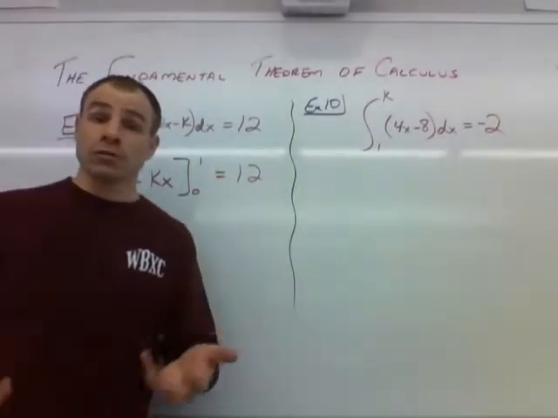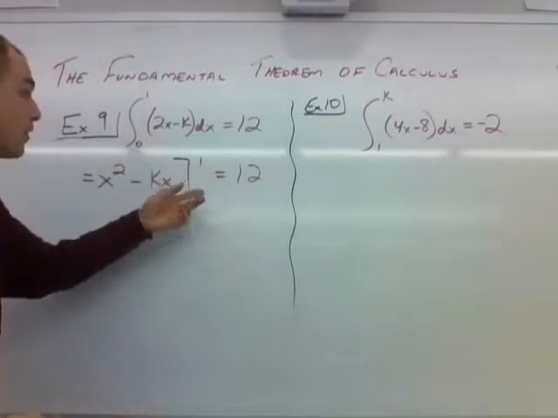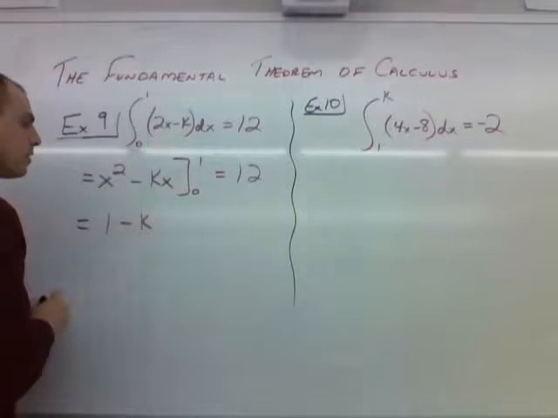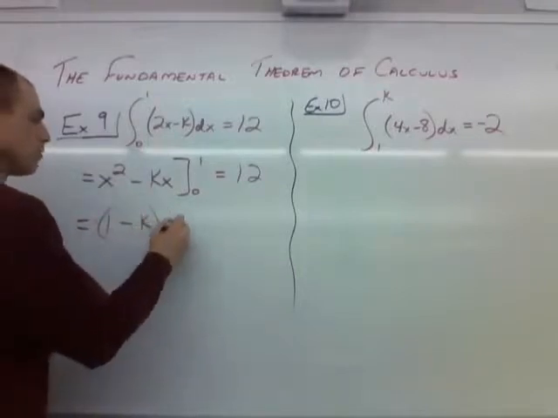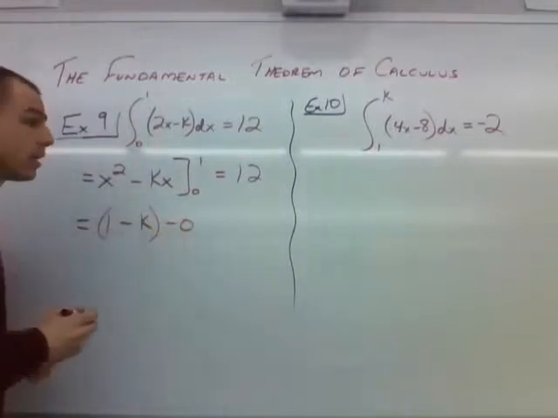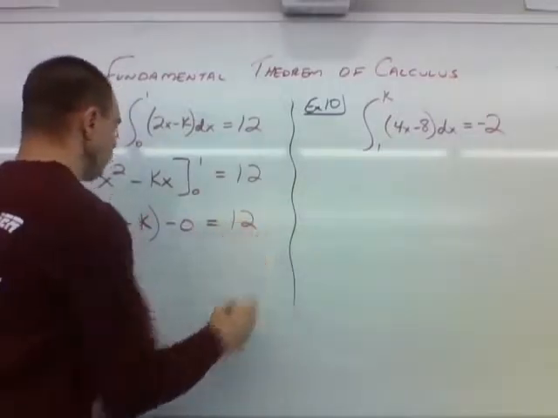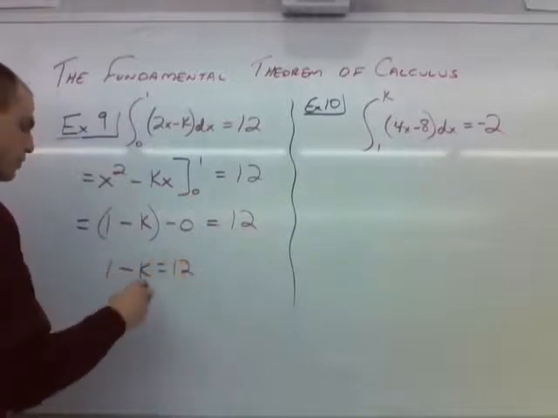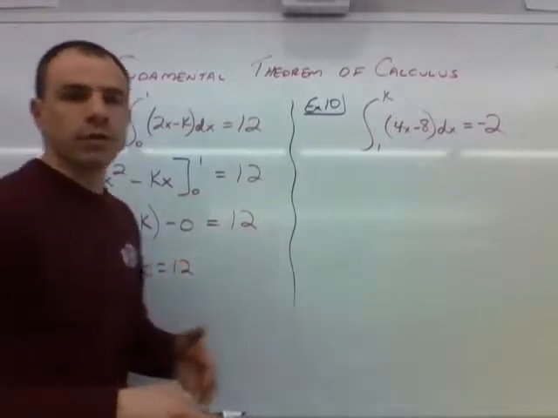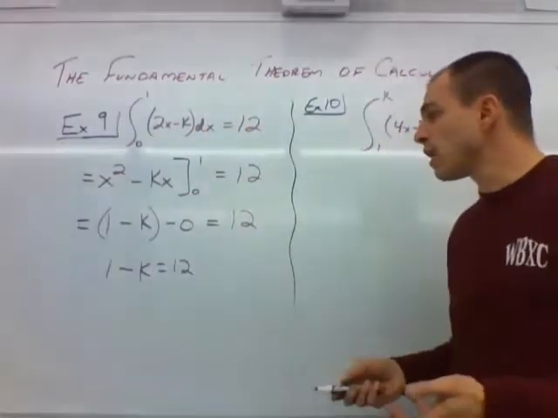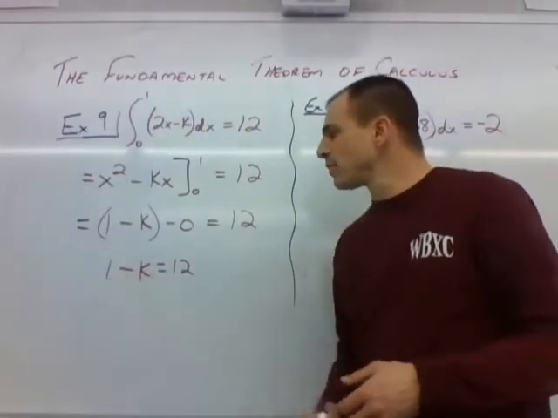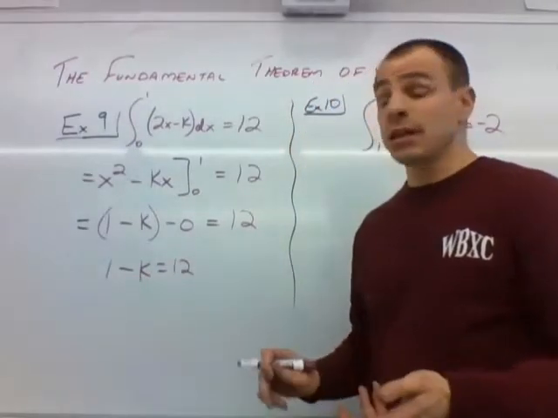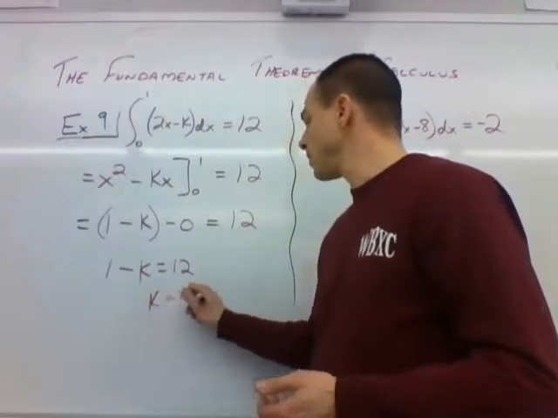Okay. Now we're going to work the fundamental theorem of calculus. We're going to plug in the 1 and the 0. When we plug in 1, we have 1 minus k times 1. When we plug in 0, we just have 0. Okay? And that's equal to 12. So we can see here that 1 minus k is equal to 12, which means that, whether you want to add k to both sides and then subtract 12, or you just do your mental math here, 1 minus what number is 12, our answer is going to be negative 11. k equals negative 11.